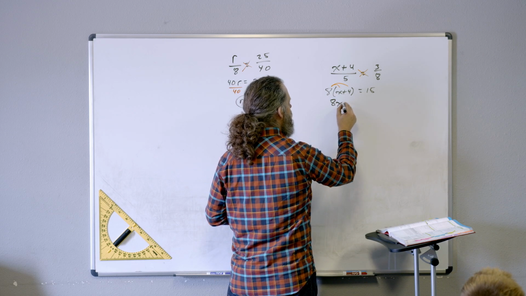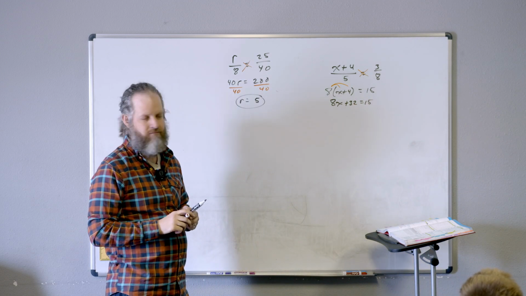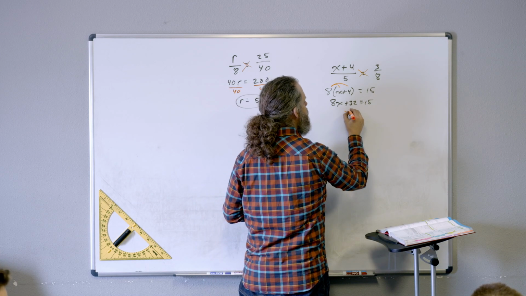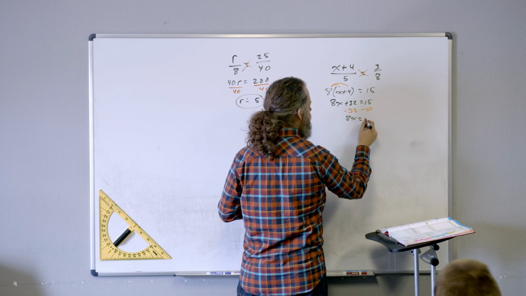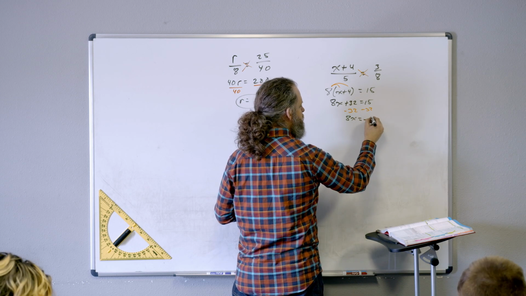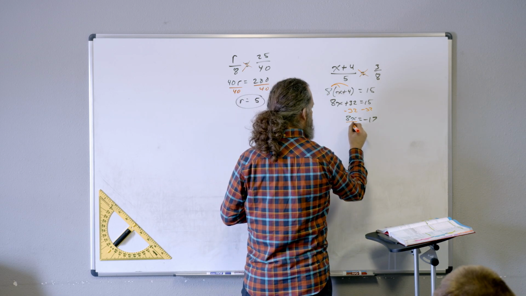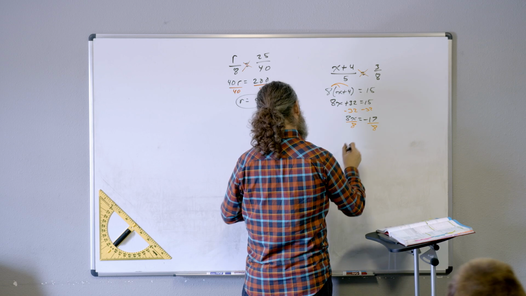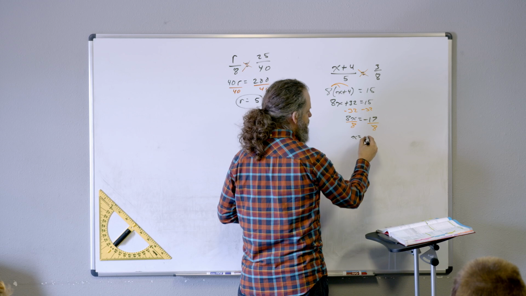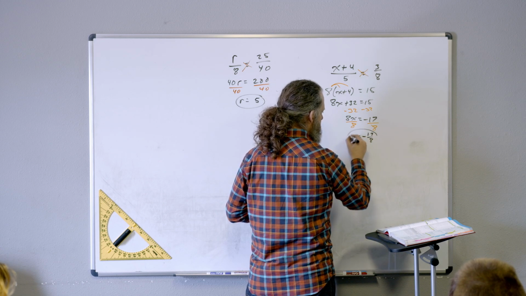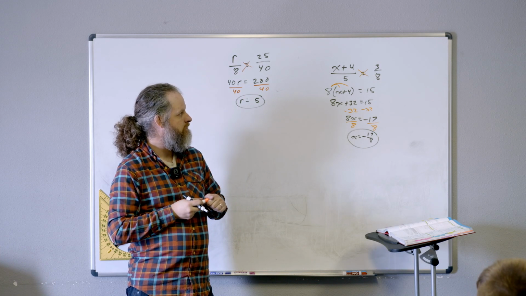8x. 8 times 4 is 32. And then what? Subtract 32. So 8x equals what? Negative 17. And then divide by 8. So x equals negative 17/8. Wow. You could save steps by dividing by 8 in the first place.